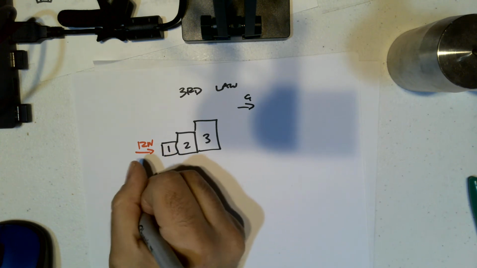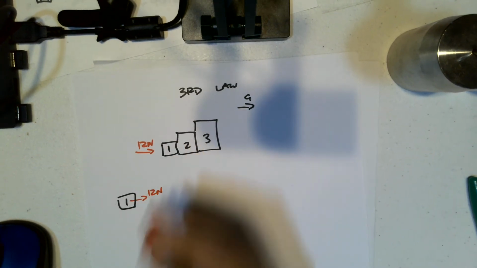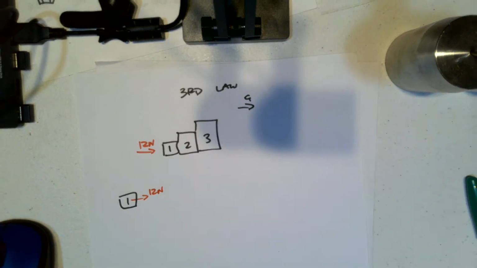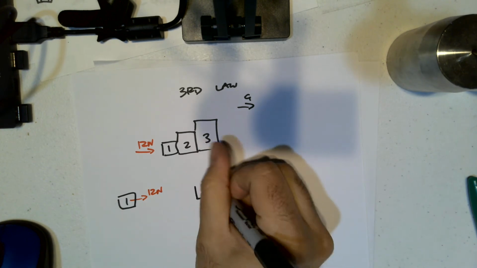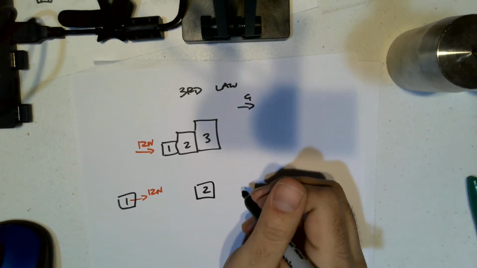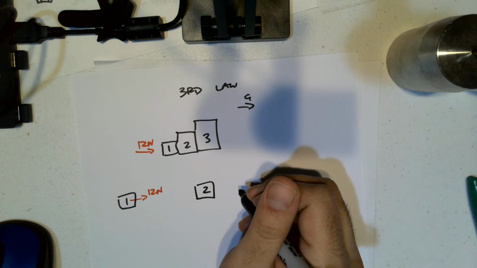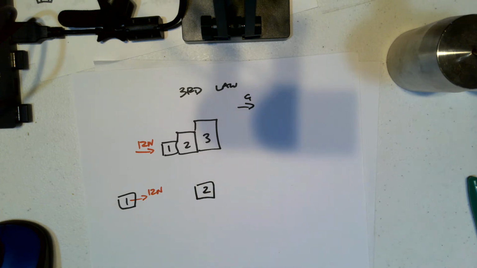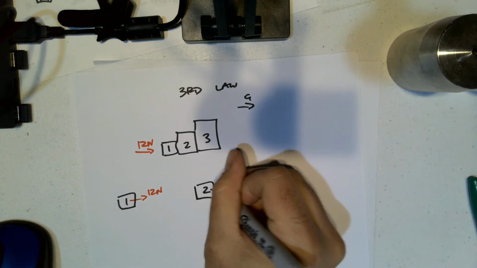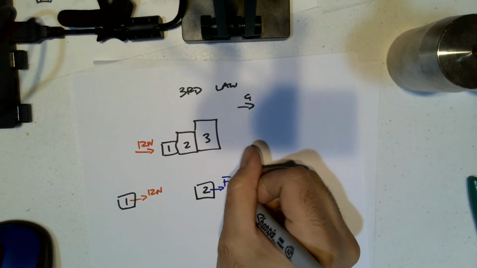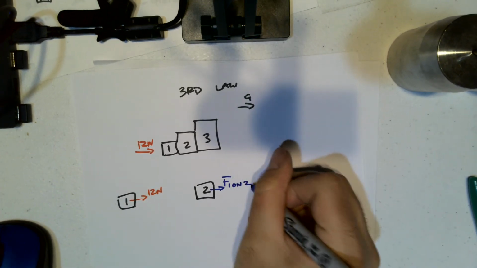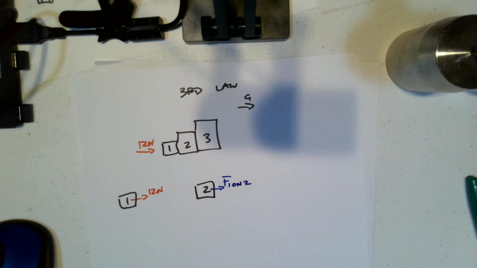One has a 12 Newton horizontal force acting on it to the right. I can see why that would move to the right. 2, however, I'm not touching it, yet it moves to the right. So it's not me that does the pushing here. It's object number 1 that does the pushing. And let's try and color coordinate things here. It's object 1 that pushes object 2. So I'm going to call this F1 on 2.